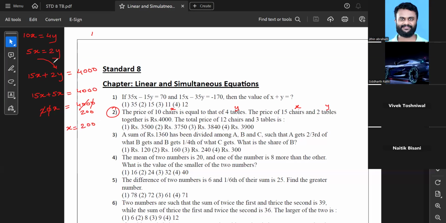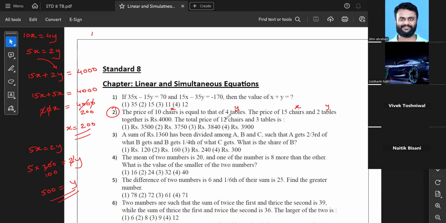Once you get the value of x, you can substitute it over here. I know that 5x is equal to 2y. So 5 multiplied by 200 is equal to 2y. 2 divides 200 to give you 100. So y is equal to 5 multiplied by 100, 500. So y's value is 500 and x's value is 200.